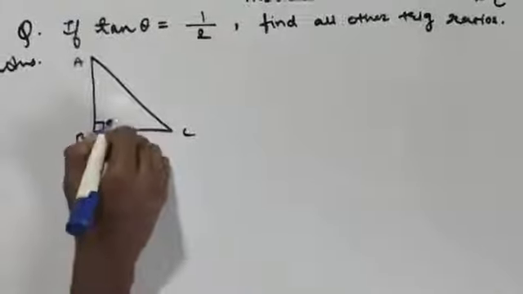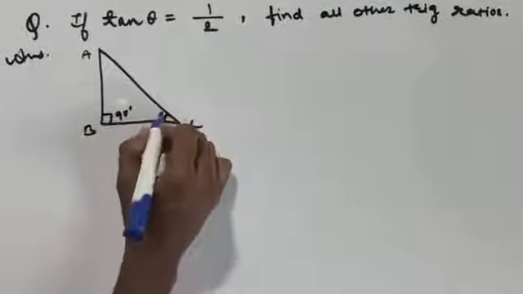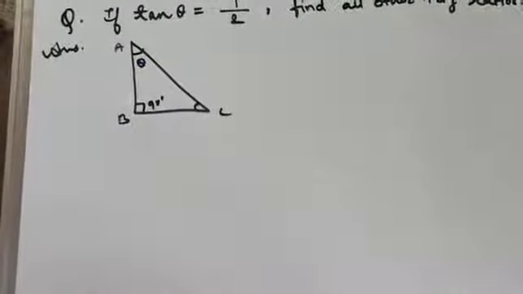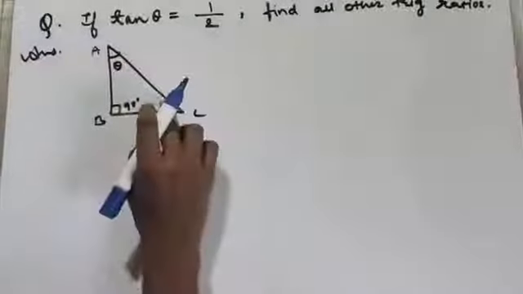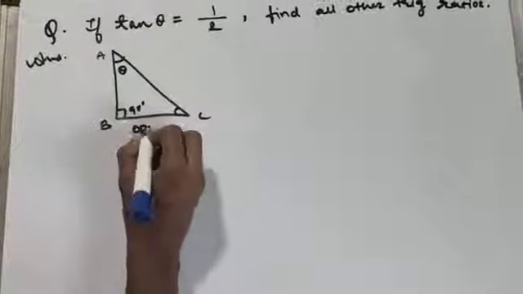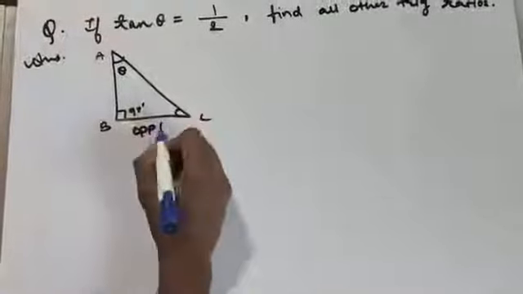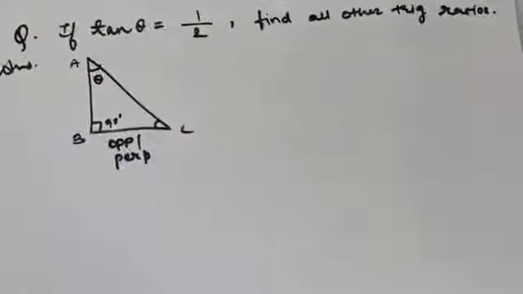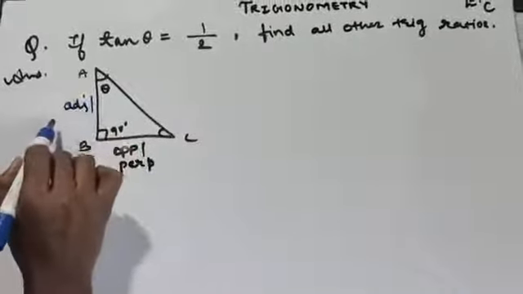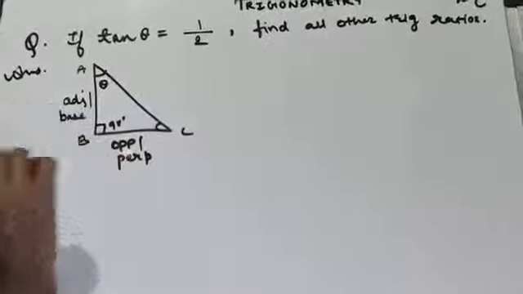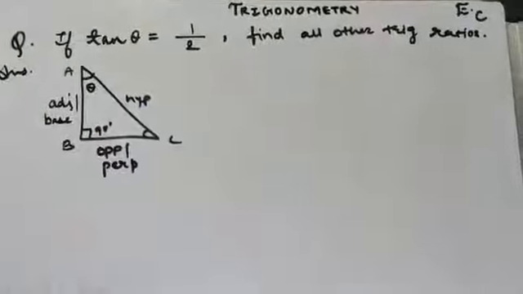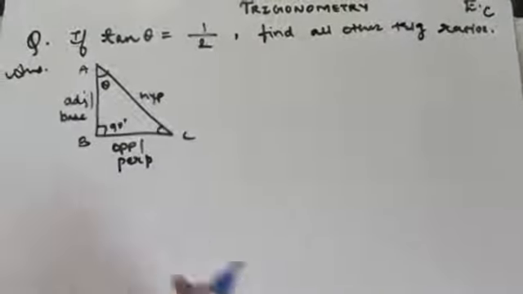Okay, angle B is 90 degrees. Let us consider angle A as theta. Okay, so what will be the change? With respect to angle theta, side BC will be the opposite side or the perpendicular side, and side AB will be the adjacent side or the base side. Side AC will be the hypotenuse. Any doubt? Okay, fine.